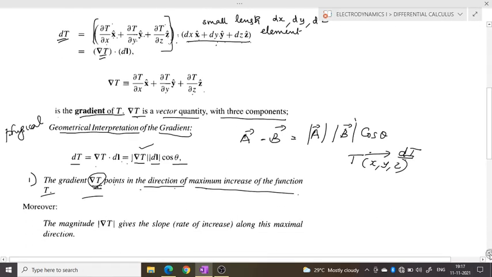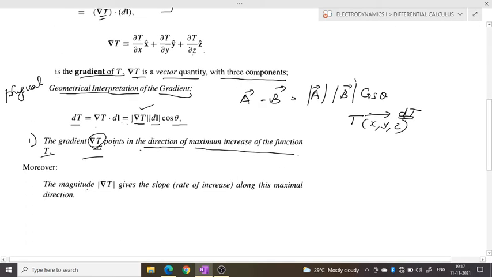Now what does the magnitude represent? The magnitude of del t gives the slope, or the rate of increase, along this maximal direction. Since the direction is along its maximum increase, in that direction the magnitude gives the slope or the rate of increase along this direction. This is termed as the gradient of t.